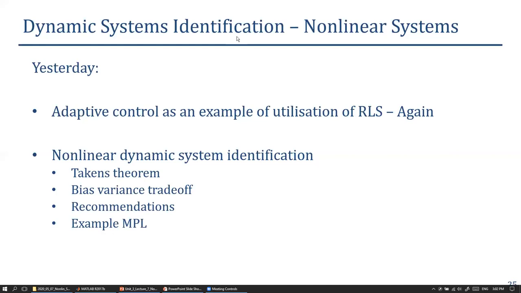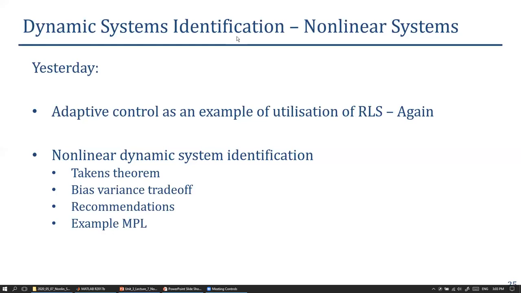Yesterday we looked in slightly more detail at the example of adaptive control, where recursive least squares was used to constantly identify the system model, and based on the system model, the controller was updated. After that, we looked at nonlinear system identification. We looked at the recommendations based on Takens' theorem on how to select the order of the nonlinear model. We looked at the bias-variance trade-off as a measure of the quality of the model.